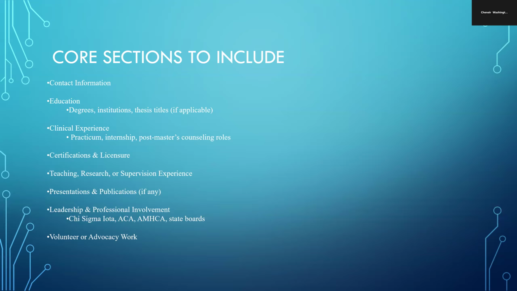So this is more for the CV again here. I guess you could put it on the resume, but that's not typically what people are looking for on the resume side. Presentations and publications, if you have any, again, that's more CV related. Leadership and professional involvement. So the Sigma Iota, the CSI chapter that we have going on here at the university, ACA, AMHCA, and then your state board. So just the organizations that you belong to. Any volunteer work or advocacy that you do as well. Those are the important things that they're looking for in your resume and in your CV, right?